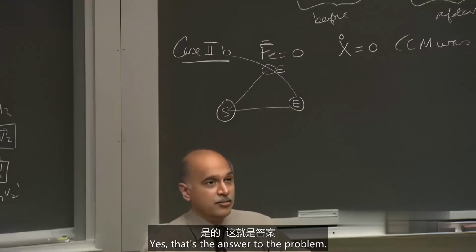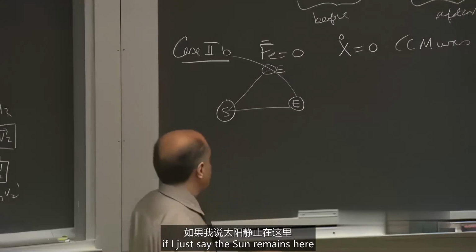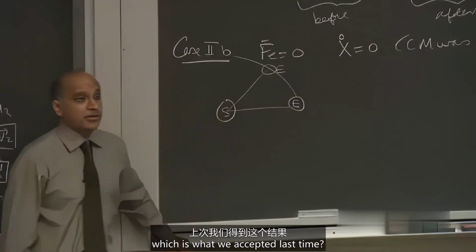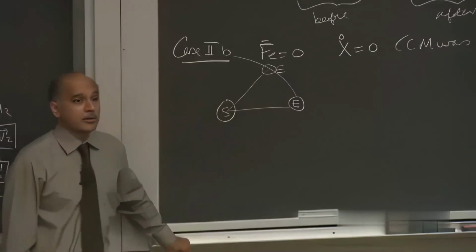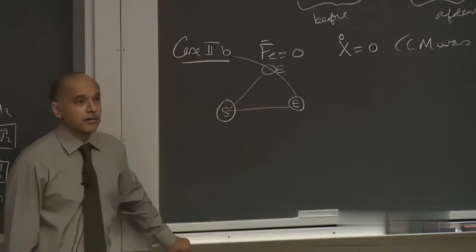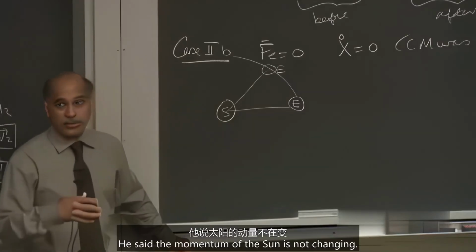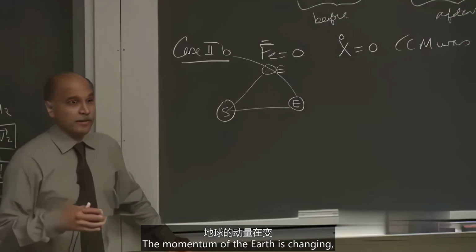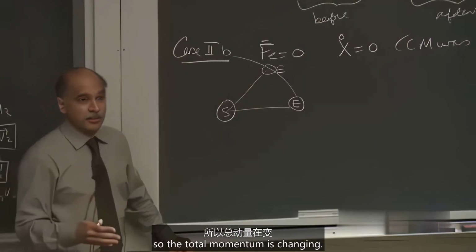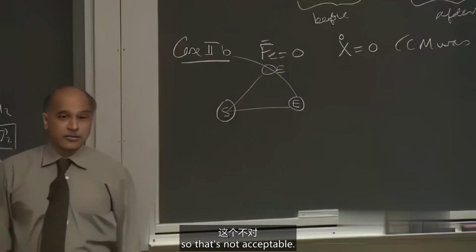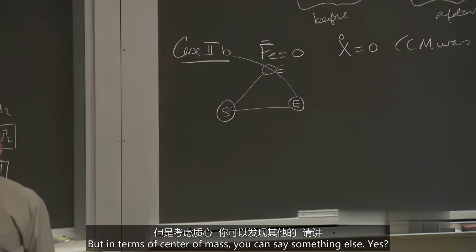Yeah, well, that's the answer to the problem. But what is wrong if I just say the sun remains here and the earth goes in a circle, which is what we accepted last time? The momentum of the sun doesn't change in response to the changes in the momentum of the earth. That's one way. Do you understand what he said? He said the momentum of the sun is not changing. The momentum of the earth is changing. So the total momentum is changing. But total momentum cannot change. So that's not acceptable. But in terms of center of mass, you can say something else.